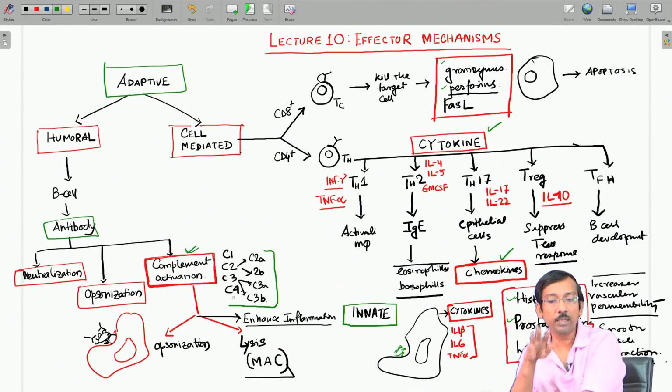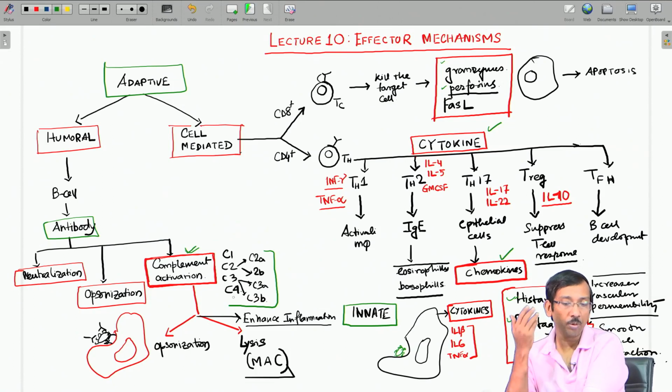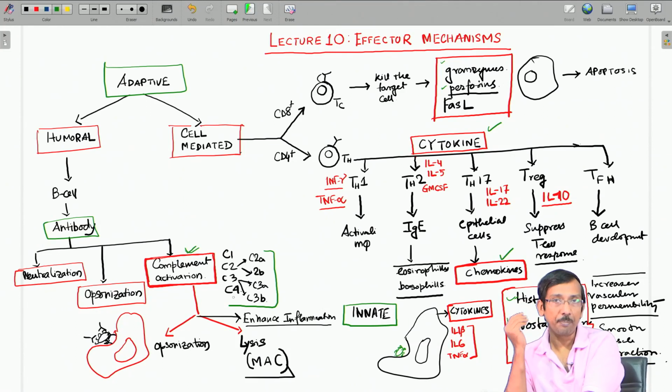We will discuss more and more about these effector molecules and the effector pathways involved in our upcoming lectures.